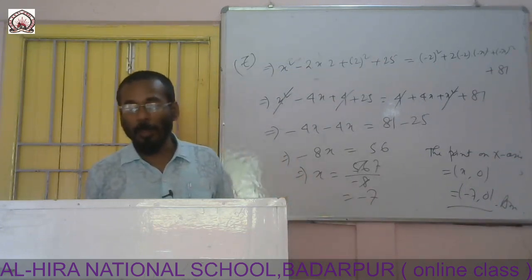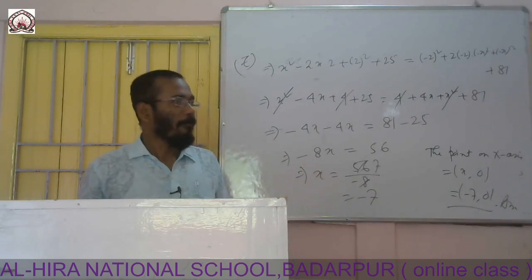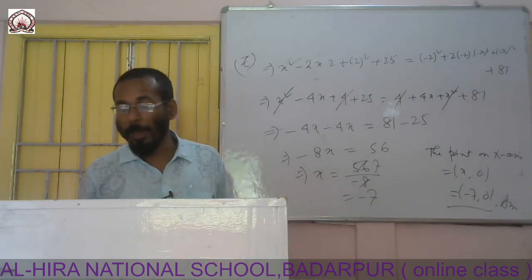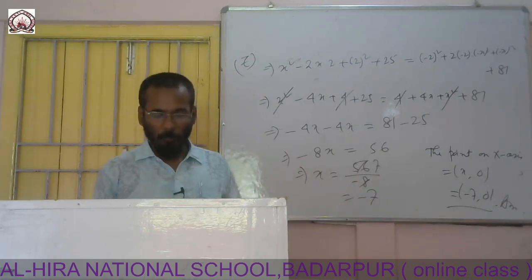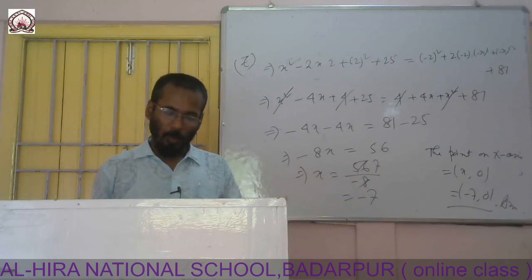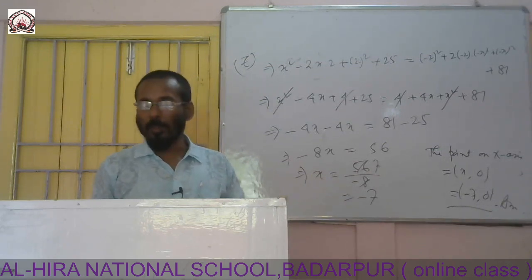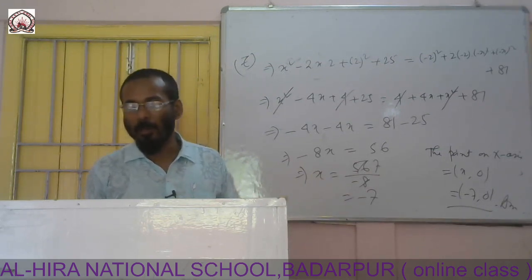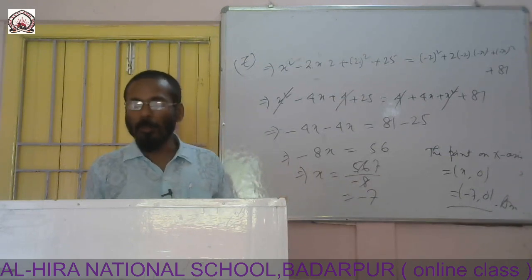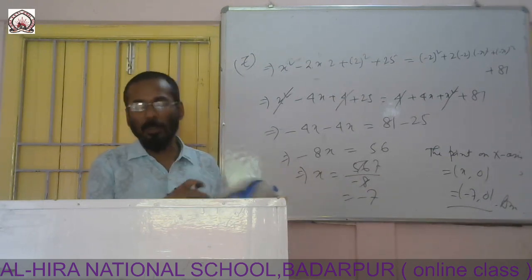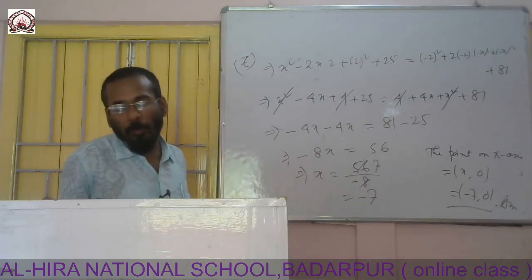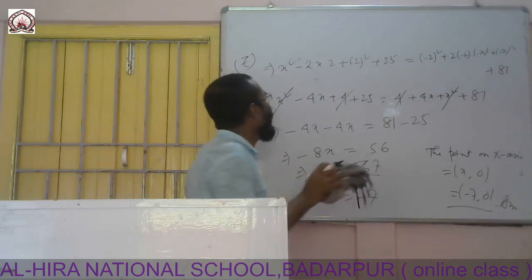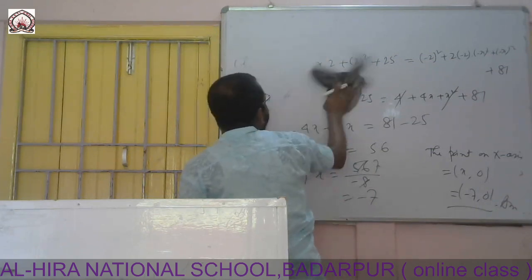Okay, then question number 10. Question number 10 is: find a relation between x and y such that the point (x, y) is equidistant from the points (3, 6) and (-3, 4). So, equidistant means equal distance. So you have to find the relation between x and y from these two points (3, 6) and (-3, 4).